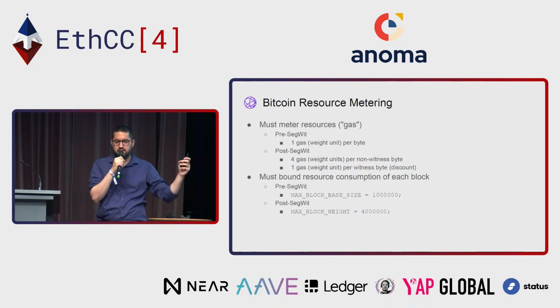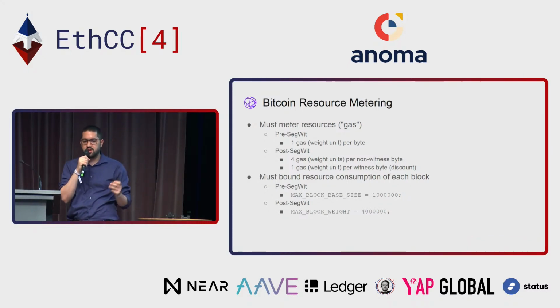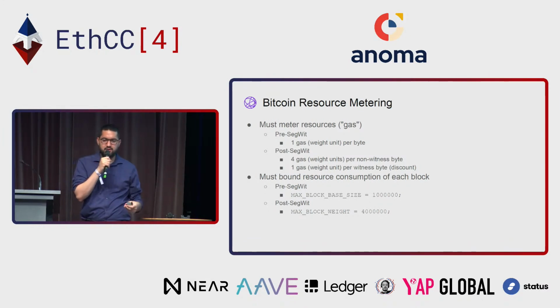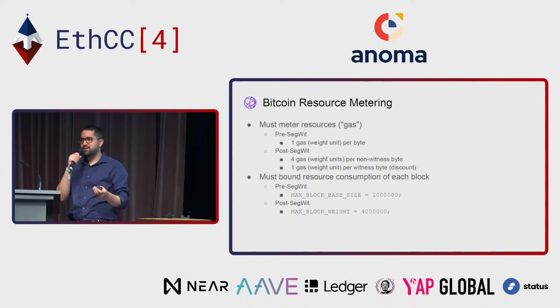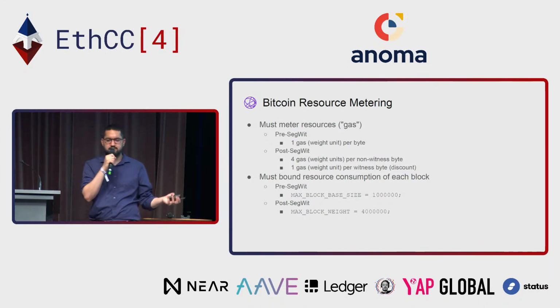And if we see down here, how do we bound the resource consumption? Pre-Segwit, Bitcoin bounded the max block size to 1 million of these weight units. So essentially, if you have one weight unit per byte and you have a maximum of 1 million weight units, that's 1 million bytes or 1 megabyte. So that's where the 1 megabyte block size limit comes in.